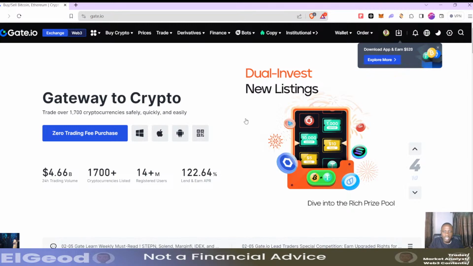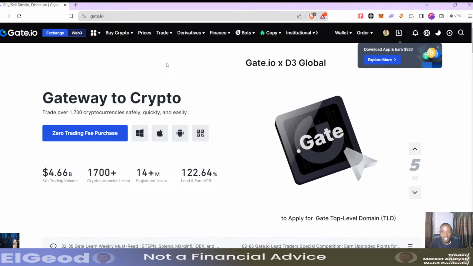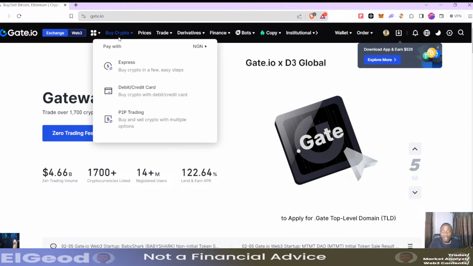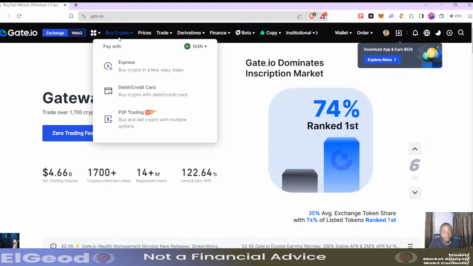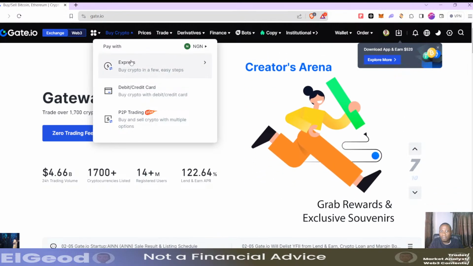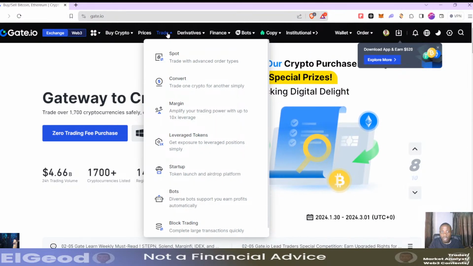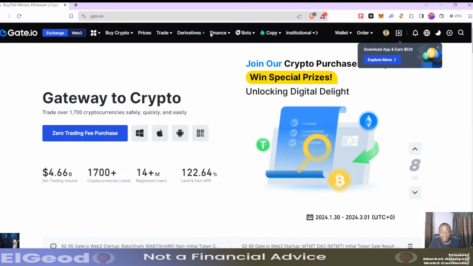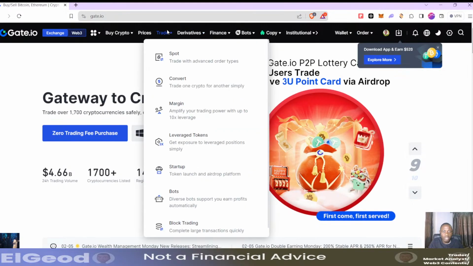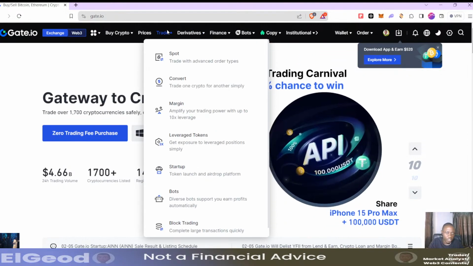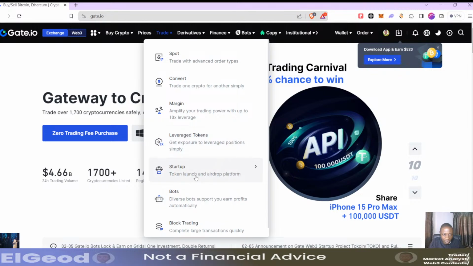Simple. The home page is quite intuitive, and you have a lot of tabs to deal with. For you to head over to where we are going, you would check out the startup page. You have a couple of tabs to go through before getting there. You have buy crypto, that's one, but it's not where we're going. Prices, then trade, which is where we're going. I'm just walking through the others. We have derivatives, finance, but I would quickly talk about trade, where you have spot, convert, margin, leverage trade, and that's where you find startup.